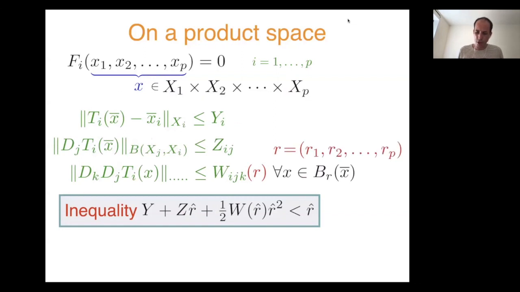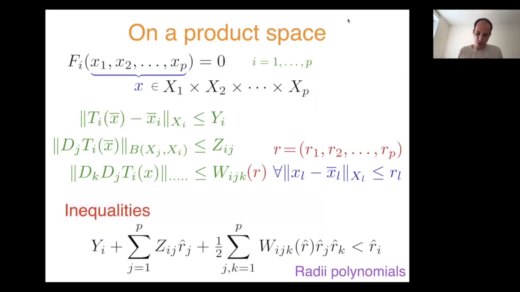Then, of course, I need to realize that R is now not just a scalar, but it is also P different values, because there should be R's in each of these different spaces. And X being in the ball corresponds to, basically, a product now, right? So it's a rectangle. And the inequalities become these P inequalities, where there's obviously some linear algebra going on here, right? In all these sums.